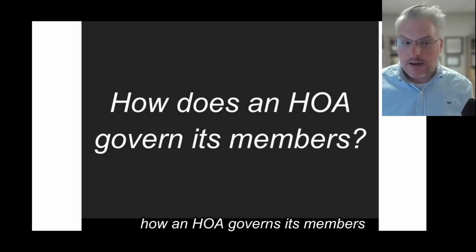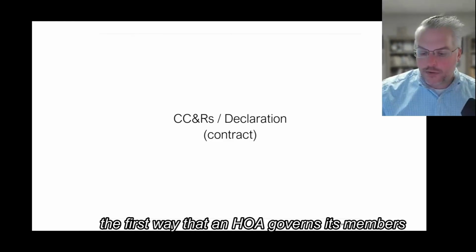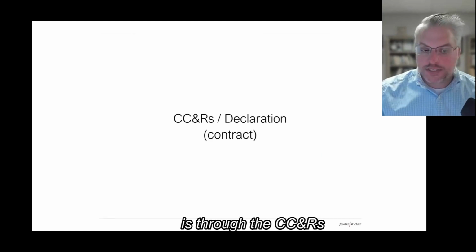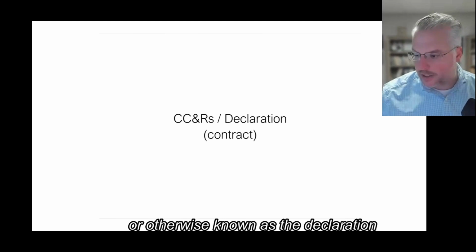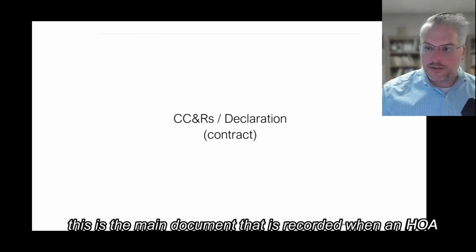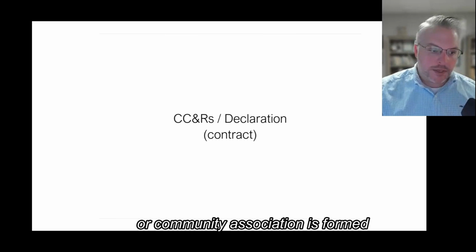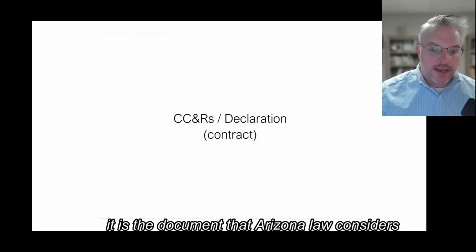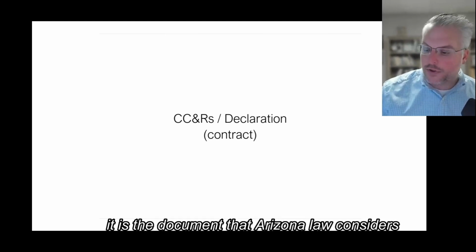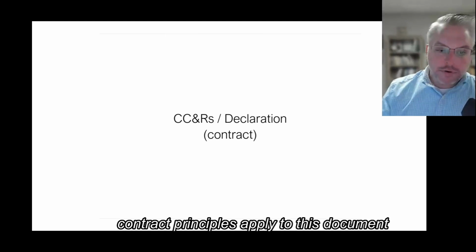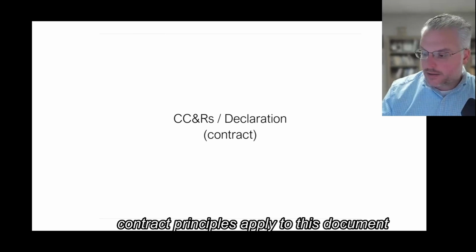How an HOA governs its members. The first way that an HOA governs its members is through the CC&Rs, otherwise known as the declaration. This is the main document that is recorded when an HOA or a community association is formed. It is the document that Arizona law considers the contract between the members. Contract principles apply to this document.